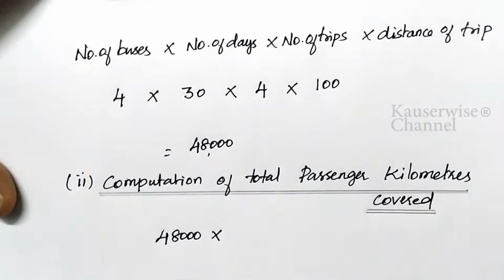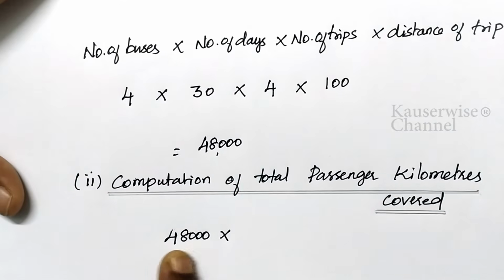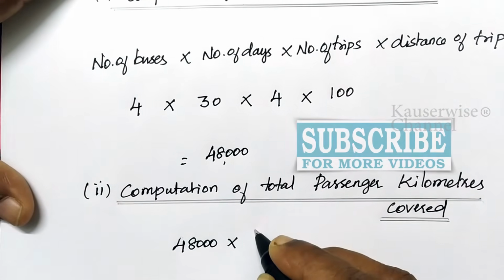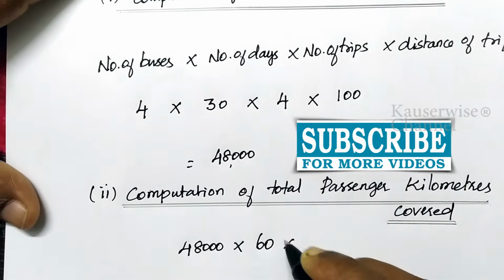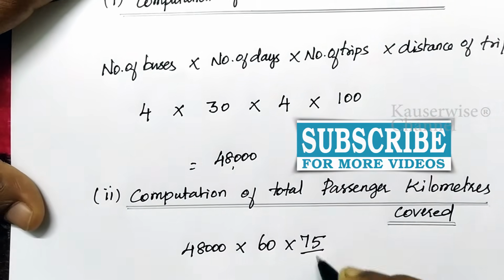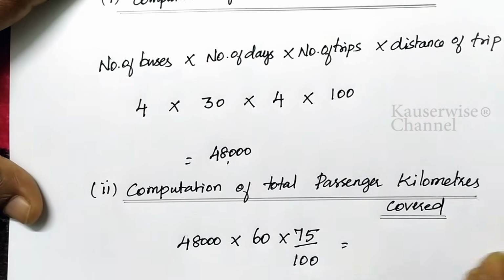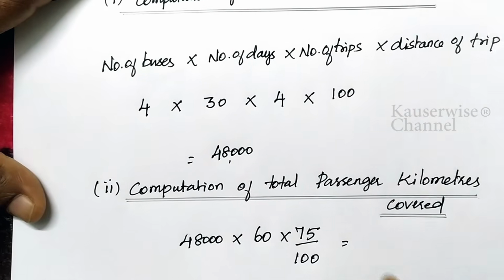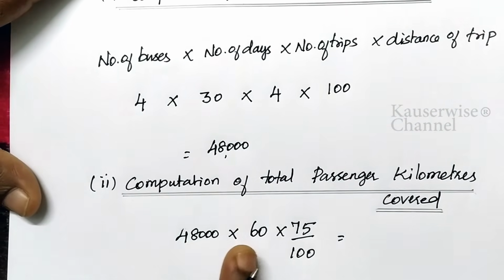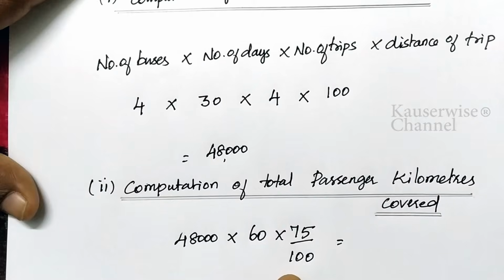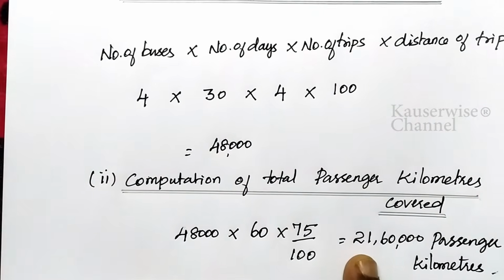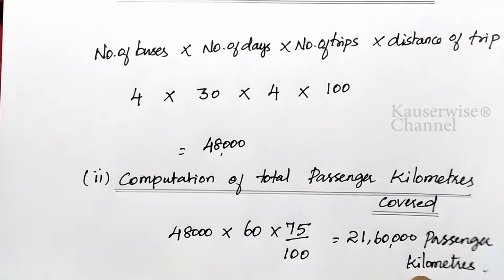Now see the calculation. 48,000 total kilometers covered into capacity 60, and in that only 75% is traveling every day. Now find out the total passenger kilometers covered. 48,000 into 60 into 75%. The answer is 21,60,000 passenger kilometers.